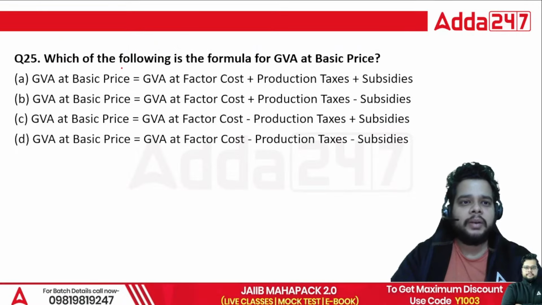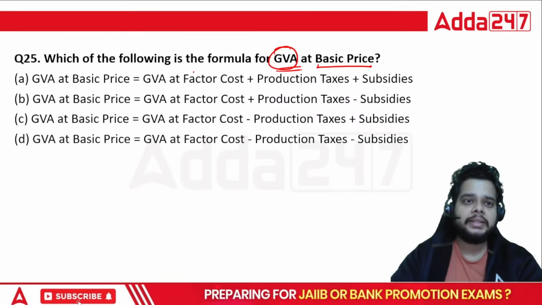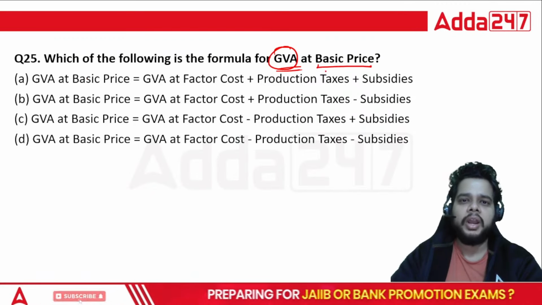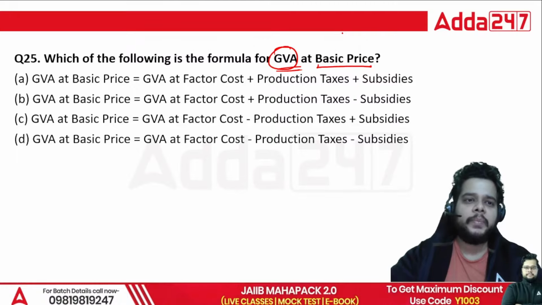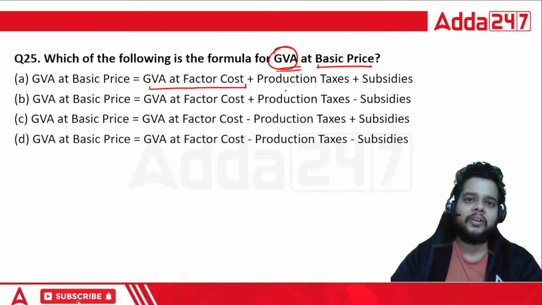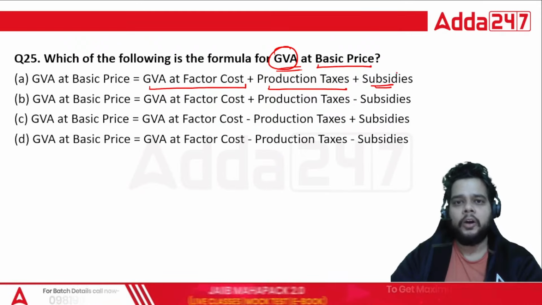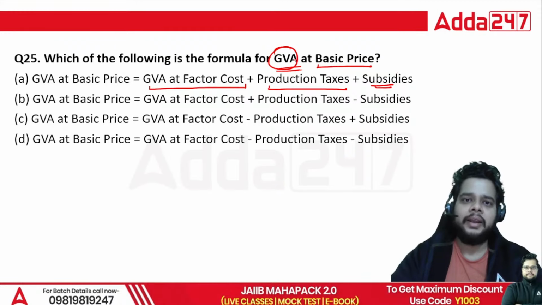Next, we have a question based on GVA, that is gross value added at basic price. Which of the following is the formula for GVA at basic price? Is it GVA at factor cost plus production taxes plus subsidies, or do we have something other than this?